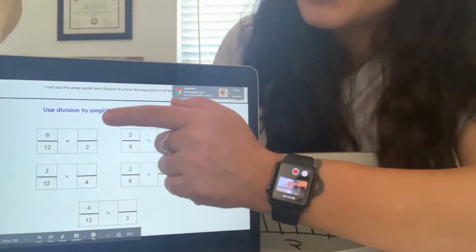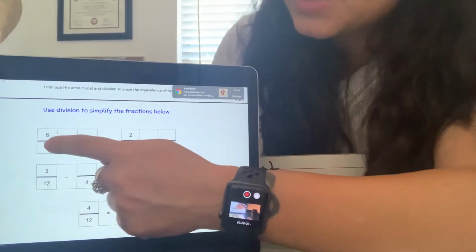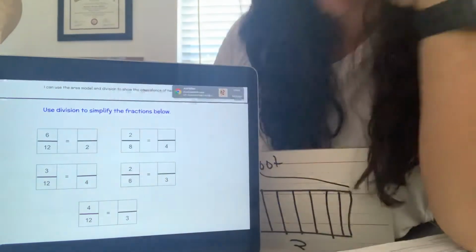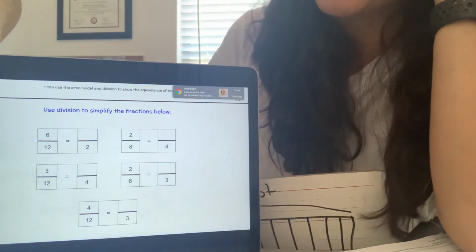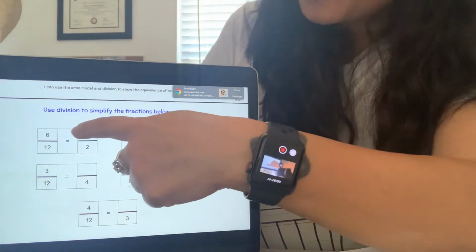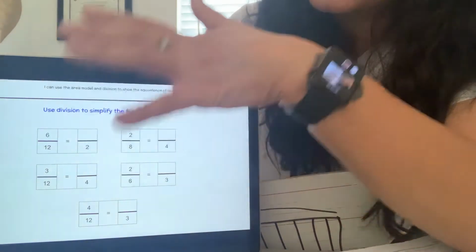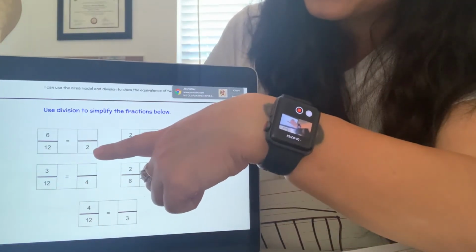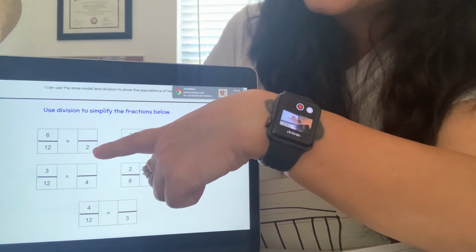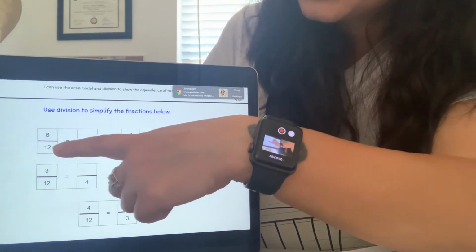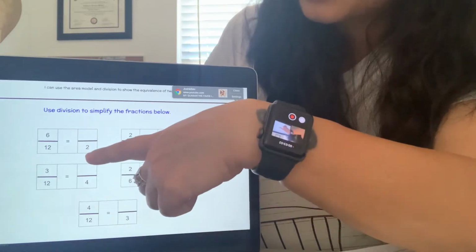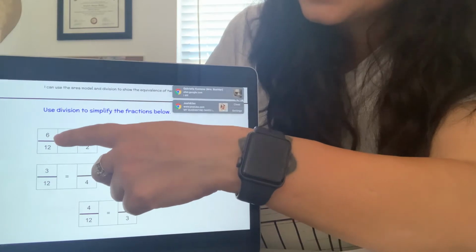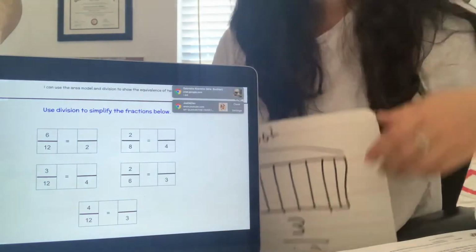So before, in the previous lesson, what we were doing was multiplying. Whatever number we multiplied our numerator by, we needed to multiply our denominator by too, both of them. So we're going to do that here, but we're going to divide. So what did they divide 12 by to get the answer 2? 6. 6 can go into 12 2 times. So I'm also going to divide 6 by 6. So here we go.